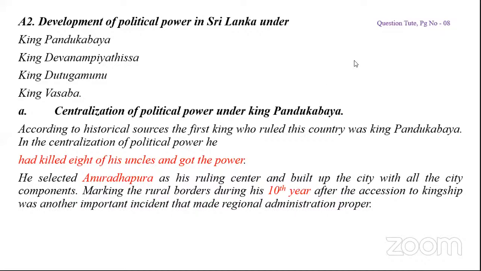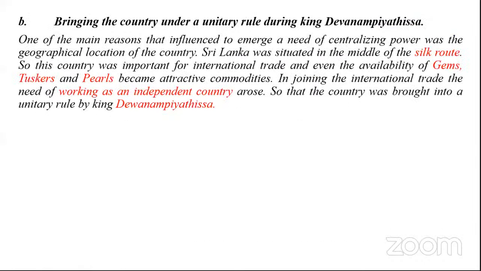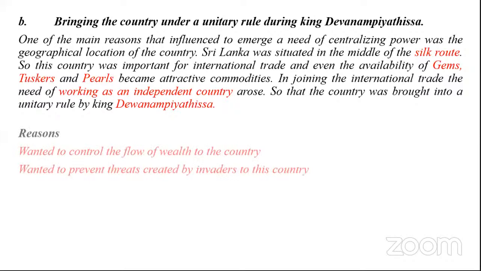Now see the next thing about King Devanapati. This is how we are writing. One of the main reasons that influenced the emergence of a need for centralizing power was the geographical location of the country. Sri Lanka was situated in the middle of the Indian Ocean. So this country was important for international trade, and even the availability of gems, tuskers and pearls became attractive commodities. In joining the international trade, the need of working as an independent country arose, so the country was brought into a unitary rule by King Devanapati.